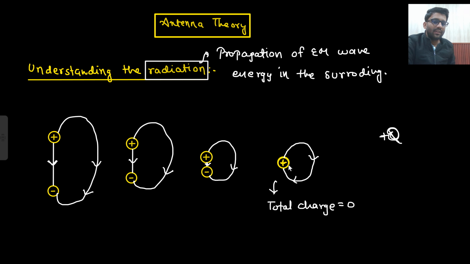Are you getting this point? At this particular point, there is zero charge, but still this loop was there, no? From positive to negative electric field lines were there, positive to negative electric field lines are there. So the same phenomenon is happening here as well, that from positive to negative electric field lines are there.